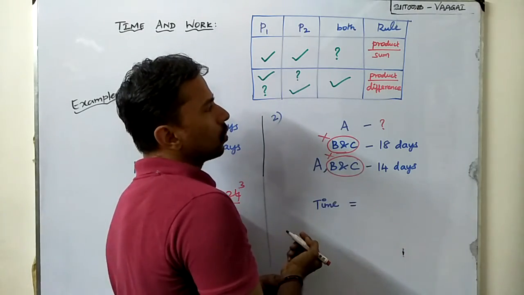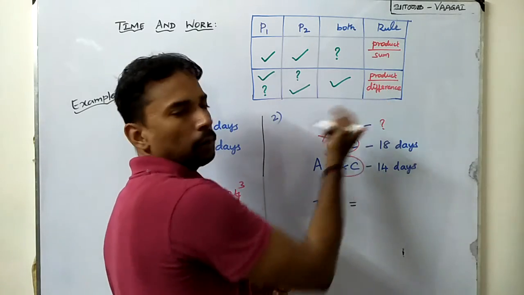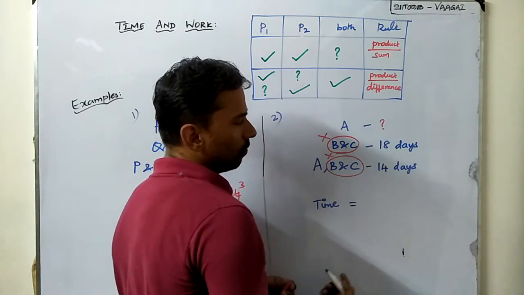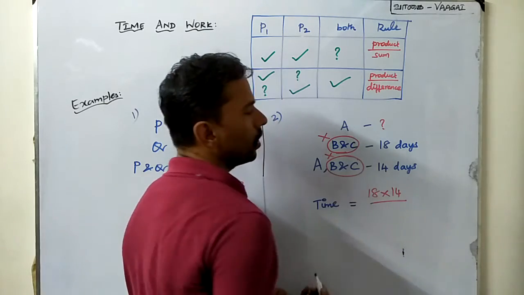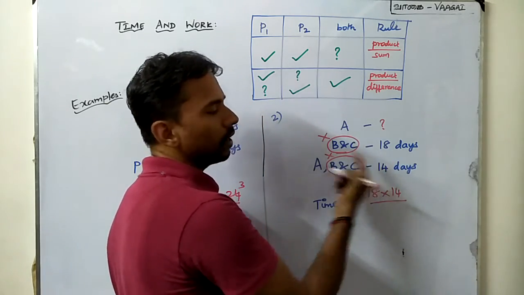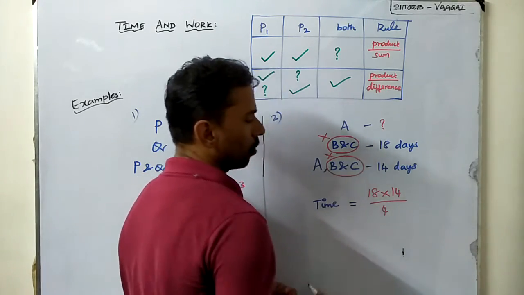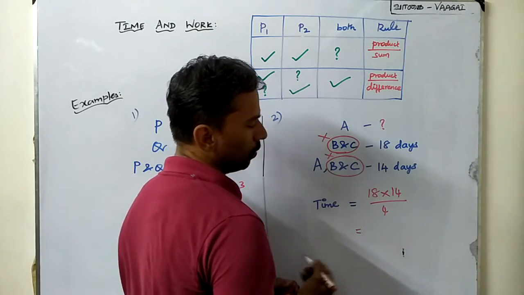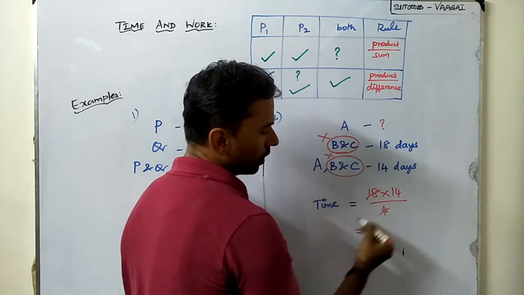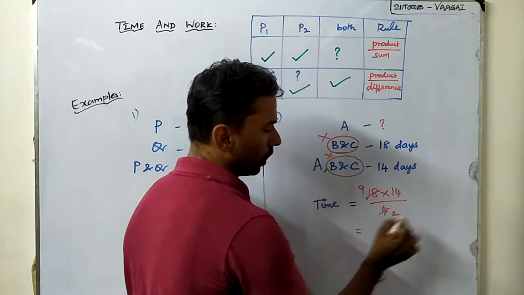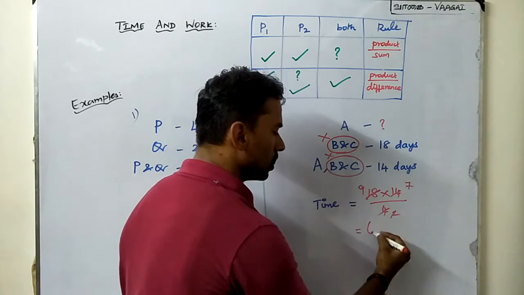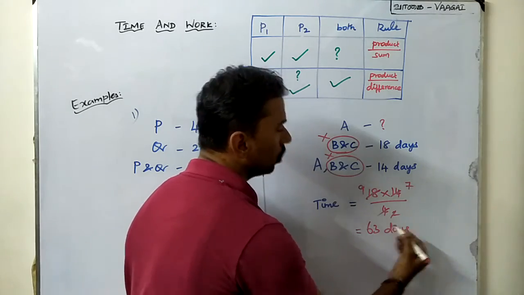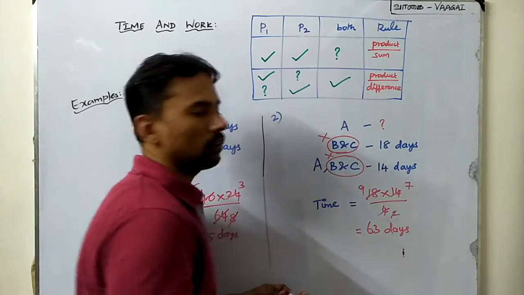So what rule we can use here is product divided by difference. So here we will be using the product. Product means 18 into 14 divided by the difference, which means 18 minus 14, which will be simply 4. Now again we have to simplify this one. We will be getting 18 and 4. I can cancel the 2 tables. This is 9 times and 2 times. And once again 2 and 14 is exactly 7 times. So finally 9 7s are 63 days. So A alone can do the work in 63 days is our answer.